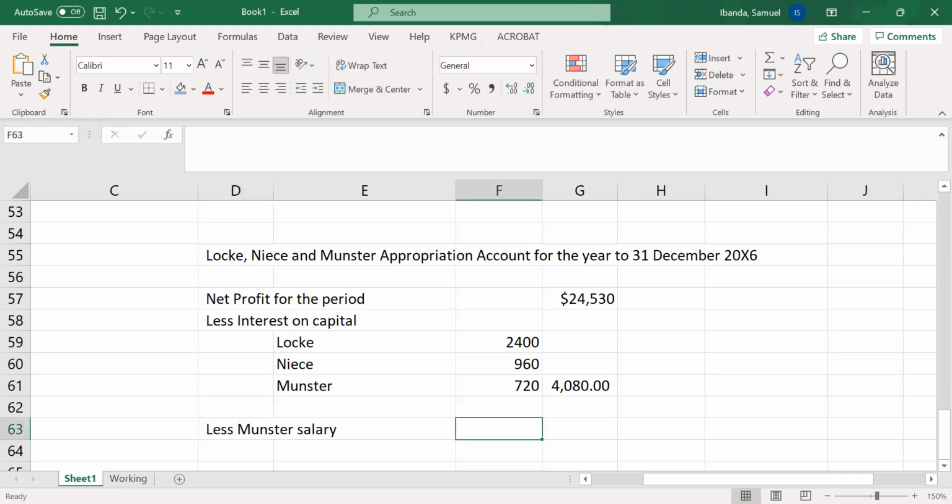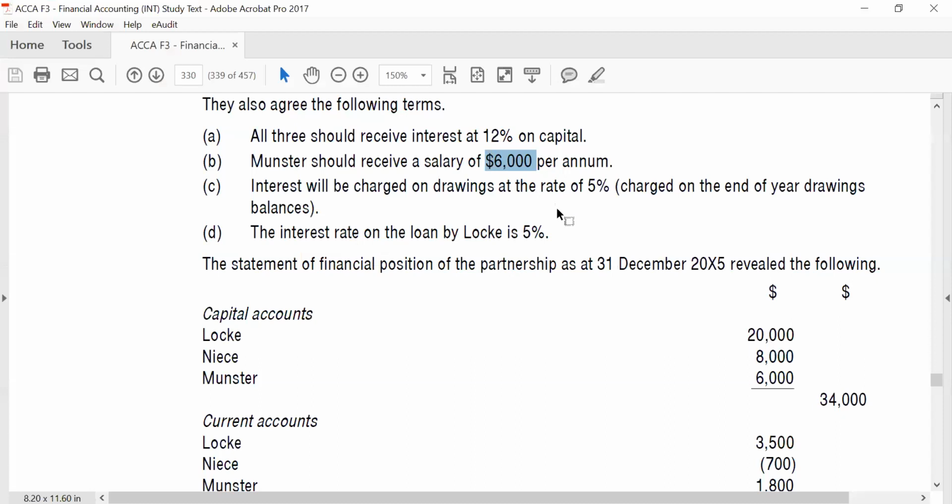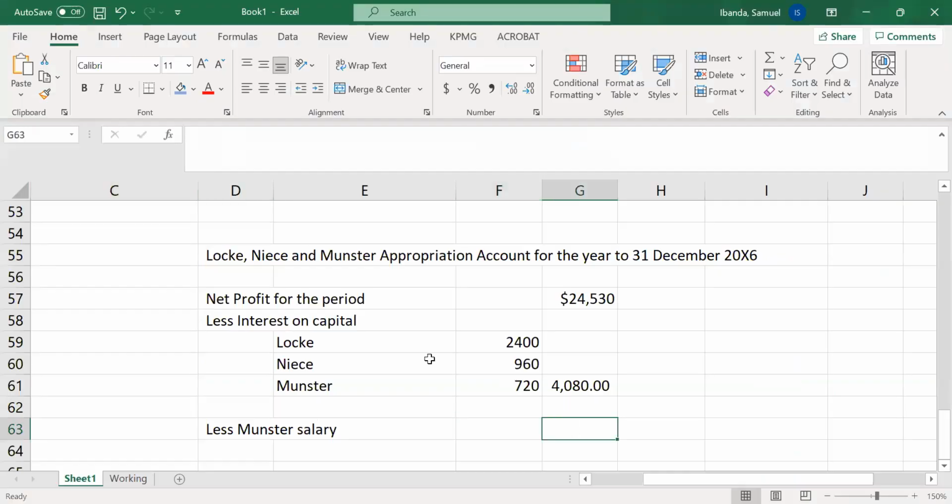So from what we've been given, Monster earns a salary of, let's try to check, a salary of 6,000, okay? A salary of 6,000 per annum. That is what Monster earns. So I'll just bring it there as well. So all these items are being less. This is being less. This is also being less. I also just put it as a negative, just for uniformity.